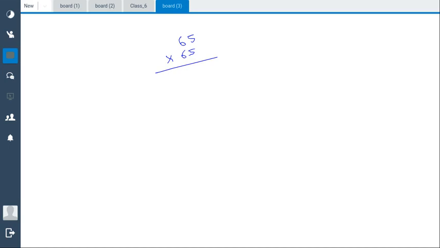Now come back to Vedic mathematics, the Indian method of doing it. You do 5 into 5, 5 fives are 25. Then increase the other number, 6, by 1, making it 7. 6 times 7 is 42. That's all, the answer is 4225.